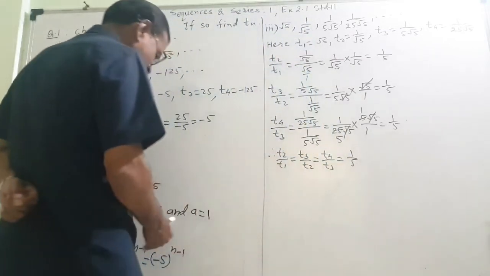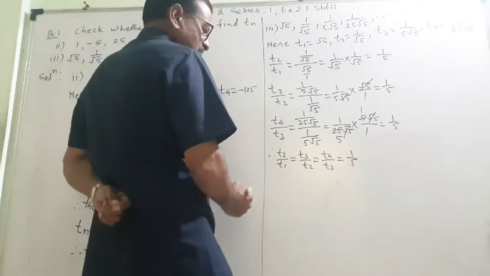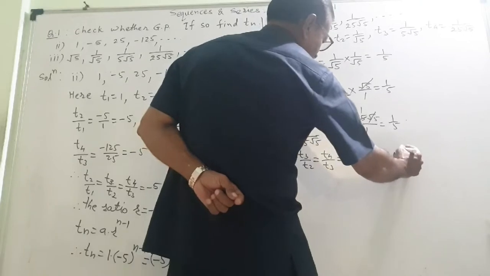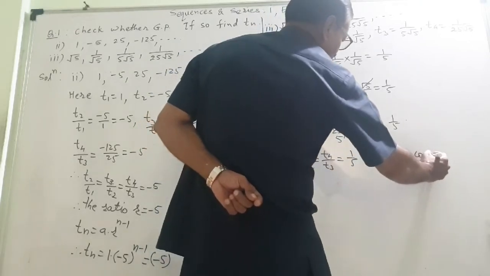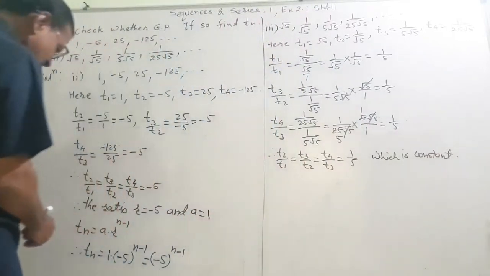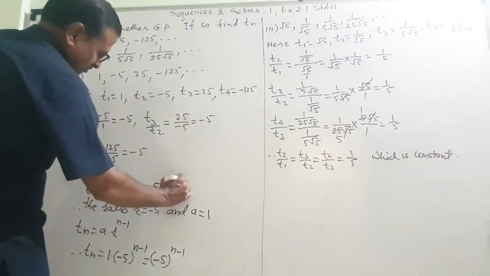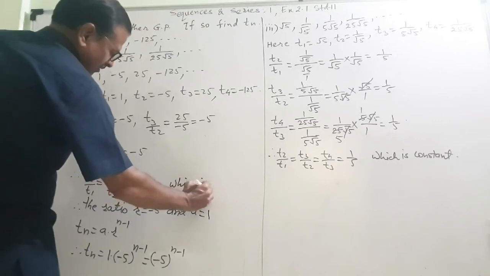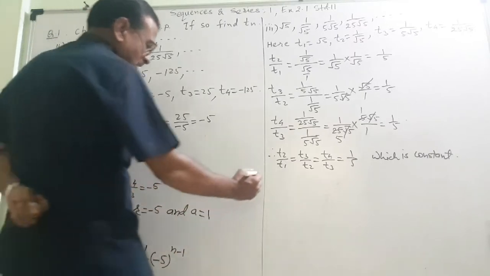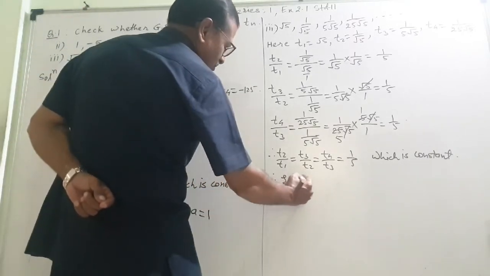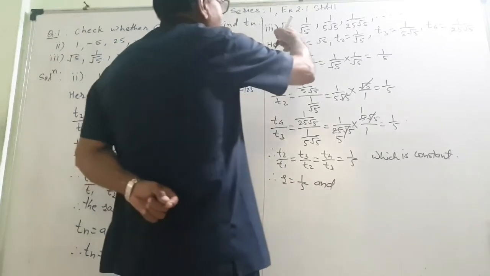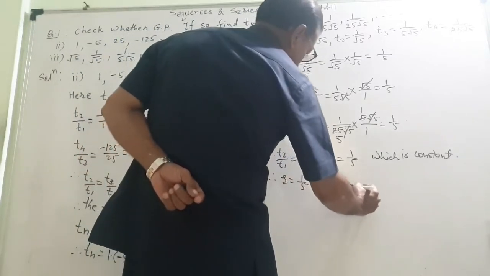Here we will write which is constant. Here also you should write which is constant. Therefore, R is equal to 1 upon 5 and the first term, A equal to root 5.